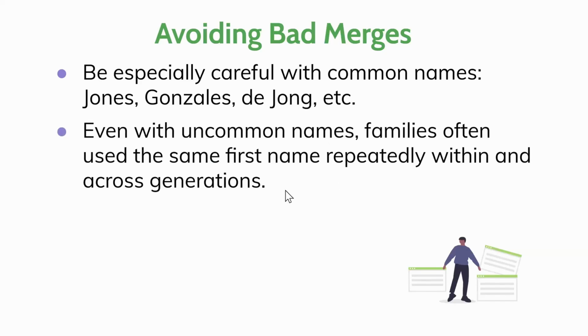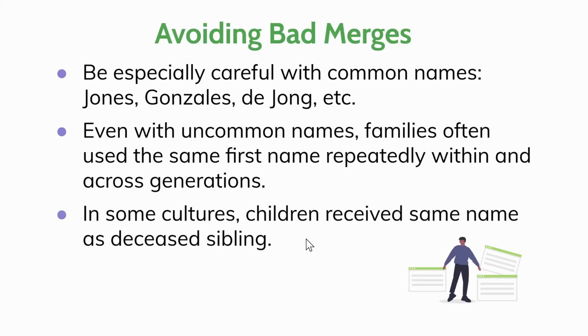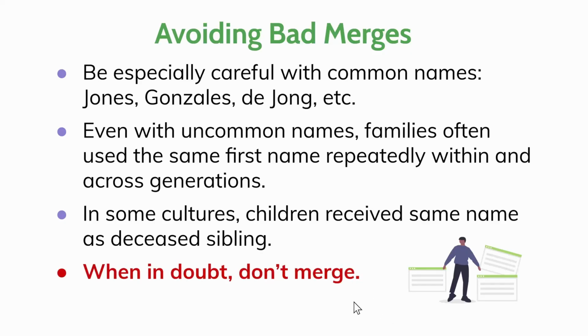And even with uncommon names, families would often use the same first names and last names repeatedly across generations. Of course it would be the same last name, but they would even use the same unusual first names repeatedly across generations. And in some cultures, children received the same name as a deceased sibling, but they were two different human beings and shouldn't be merged. The last one is, when in doubt, don't merge.